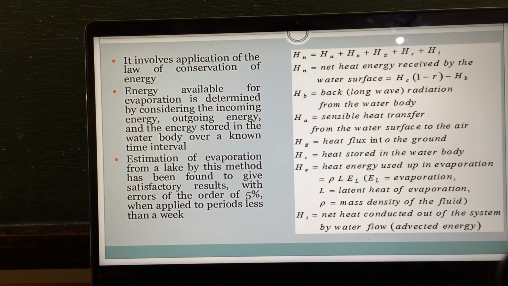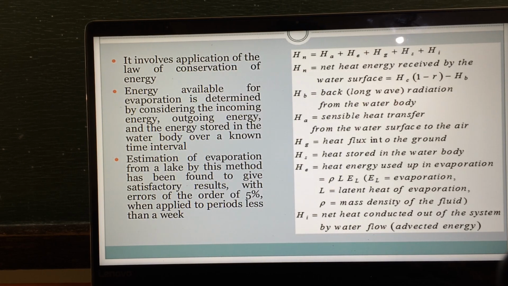The energy balance method involves application of the law of conservation of energy. Energy available for evaporation is determined by considering the incoming energy, outgoing energy, and the energy stored in the water body over a known time interval. Estimation of evaporation from a lake by this method has been found to give satisfactory results with errors of the order of 5% when applied to periods less than a week.